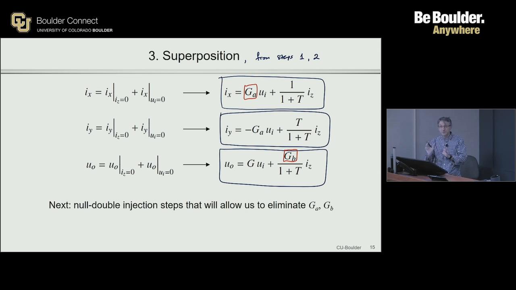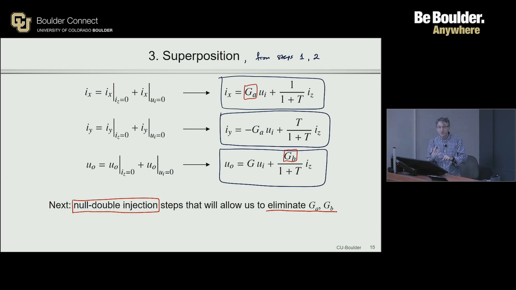Those are the remaining steps of the feedback theorem derivation, and those are going to be done through what is called null double injection. So null double injection is going to allow us to eliminate GA and GB in favor of the quantities that we do care about, and they're going to be relatively easy to find.